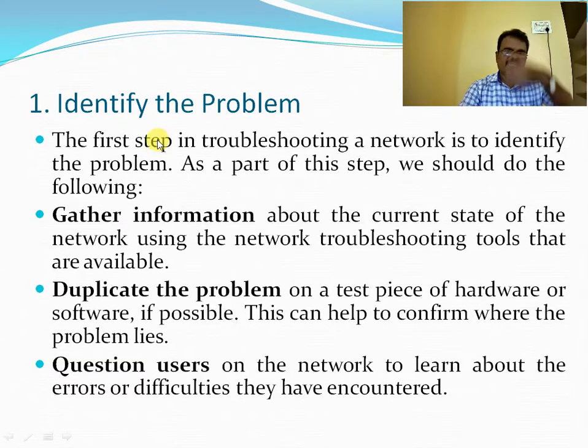So first one, identifying the problem. This is the basic thing in network troubleshooting. The first step in troubleshooting a network is to identify the problem. As part of this step, we should do the following. Gather information about the current state of the network using the network troubleshooting tools that are available. Duplicate the problem on a test piece of hardware or software if possible. This can help to confirm where the problem lies. Question users on the network to learn about the errors or difficulties they have encountered.